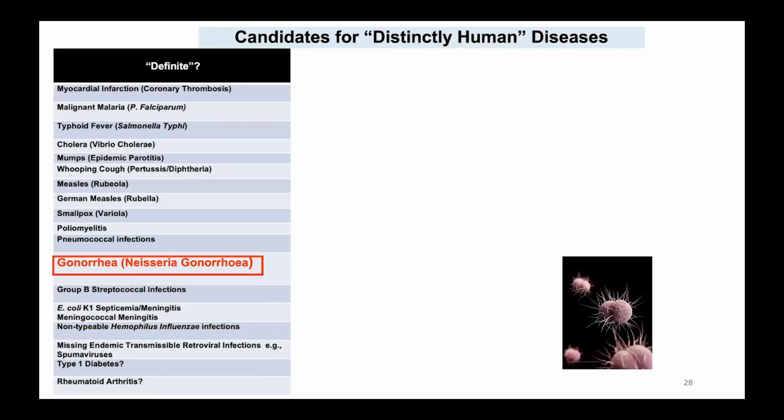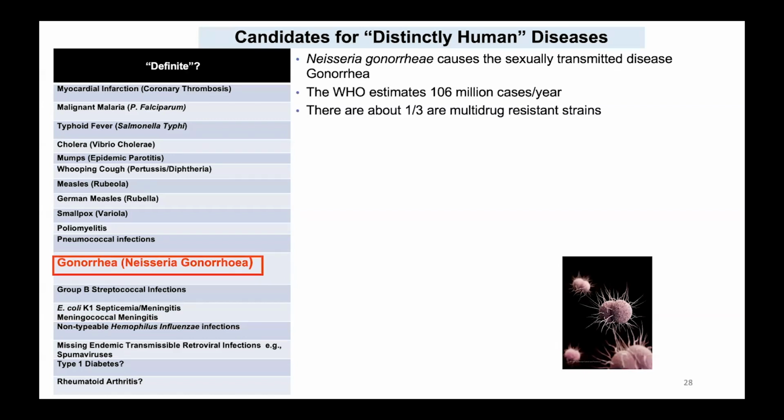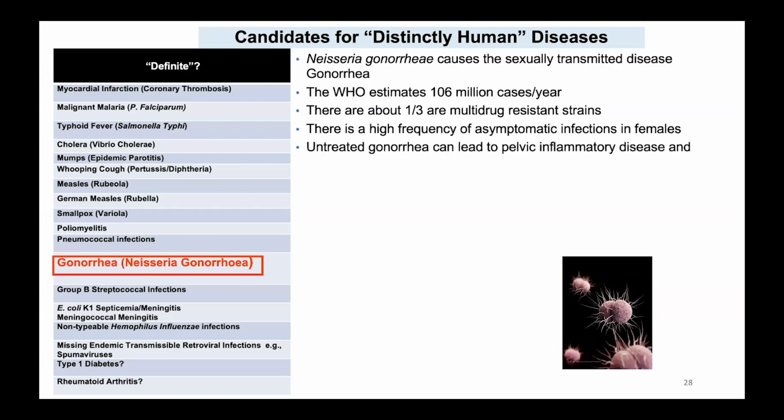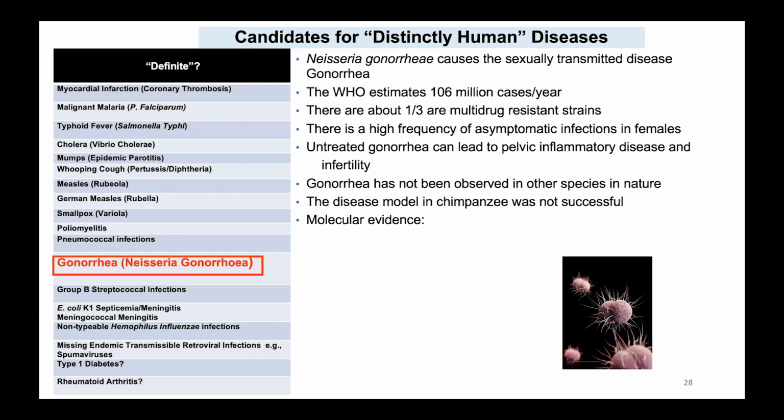The next thing I was going to talk about was gonorrhea. Neisseria gonorrhoeae causes the sexually transmitted disease gonorrhea. WHO estimates about 106 million cases per year. About 1/3 of these are multi-drug resistant. There's a high frequency of asymptomatic infections occurring in women. Untreated gonorrhea can lead to pelvic inflammatory disease and infertility. Gonorrhea has not been observed in other species. The disease model in chimpanzee was not successful. The molecular evidence is that the human factor H binds directly to one of the proteins on the surface of the gonococcus and leads to serum resistance only in humans.